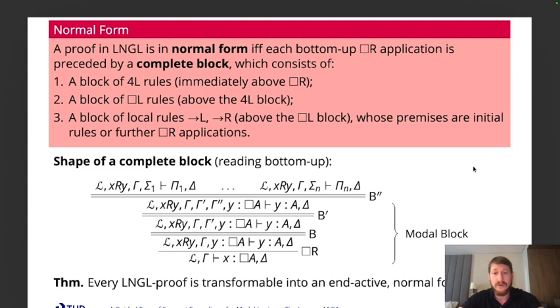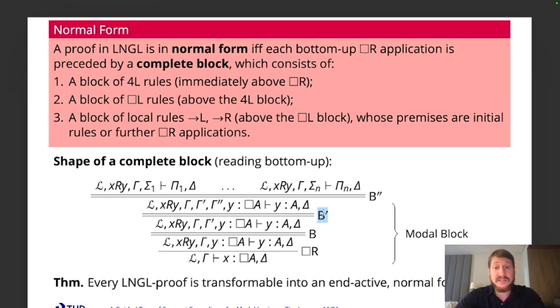What I call a complete block is a structure of the form shown here on this slide. A complete block starts, reading bottom up, with a box right rule application, followed by some block B of 4 left rules. What a block of rules is, by the way, is just a sequence of 0 or more applications of those rules, some finite sequence of these rules. That's all that a block is. So B is just some number, 0 or more, of 4 left applications.